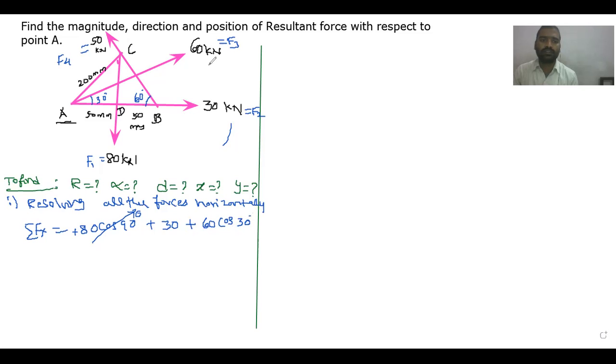Okay, next the fourth force. The F4 force is making an angle of 60 degrees with respect to the horizontal. Is it moving in the right side direction or the left side direction? It is in the left hand side direction, hence the force is negative. That is 50 cos theta, and theta is 60 degrees. So calculate its value, hence sigma Fx.